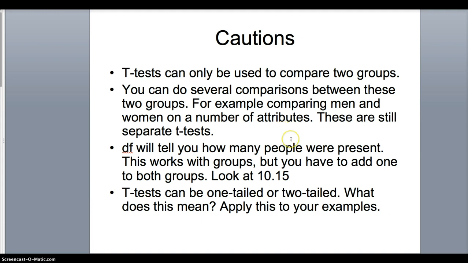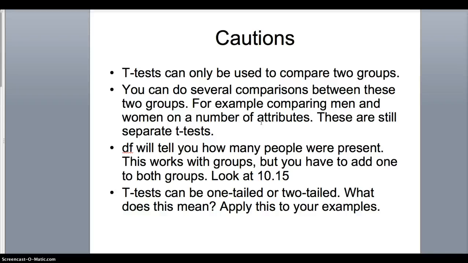As I said, you can only do t-tests between two groups. You can take several attributes. For example, if you're comparing men and women, you can compare their attitudes towards football, and then towards shopping, and then towards cooking, and then towards finances. Those are multiple tests, but you're not having multiple groups. It's one male group and one female group that you're testing on multiple examples.